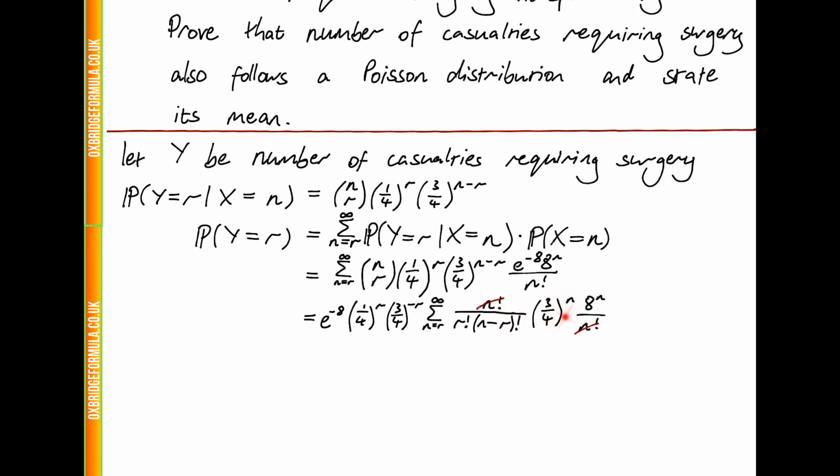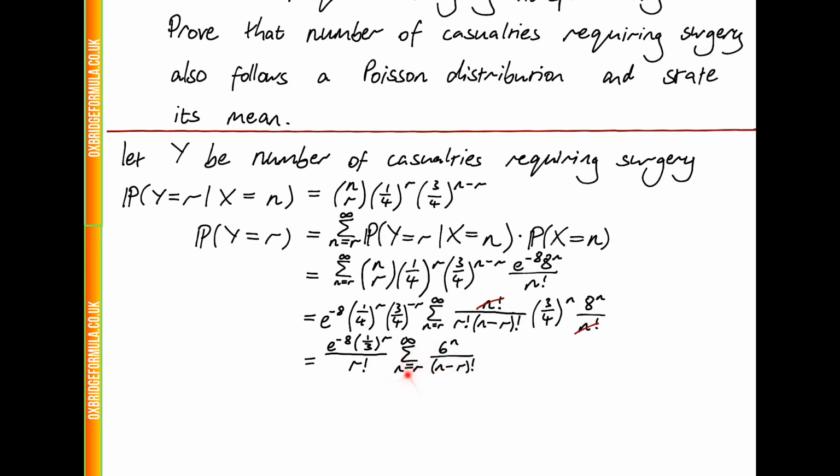Now we can see our n factorial terms cancel out. And we can also group this 3/4 to the n with this 8 to the n, as they both have the same exponent, and 3/4 of 8 is 6. So this will just equal 6 to the n. And we can also bring out this r factorial, as that's not in terms of n. So we'll then be left with e to the minus 8, and then 1/4 to the r times 3/4 to the minus r. Well, that's just 1/4 to the r divided by 3/4 to the r, so that's 1/3 to the r, divided by the r factorial, and as I said here, 3/4 to the n times 8 to the n is 6 to the n, and we have our n minus r factorial here.